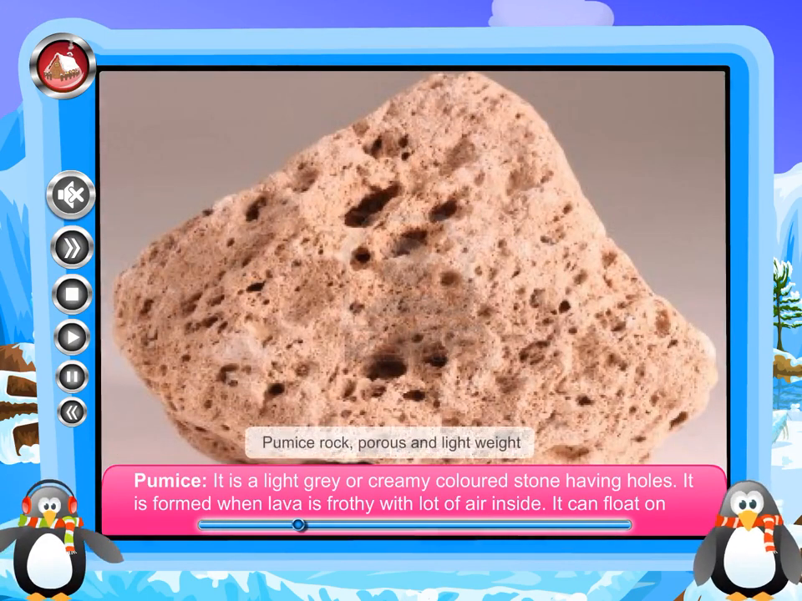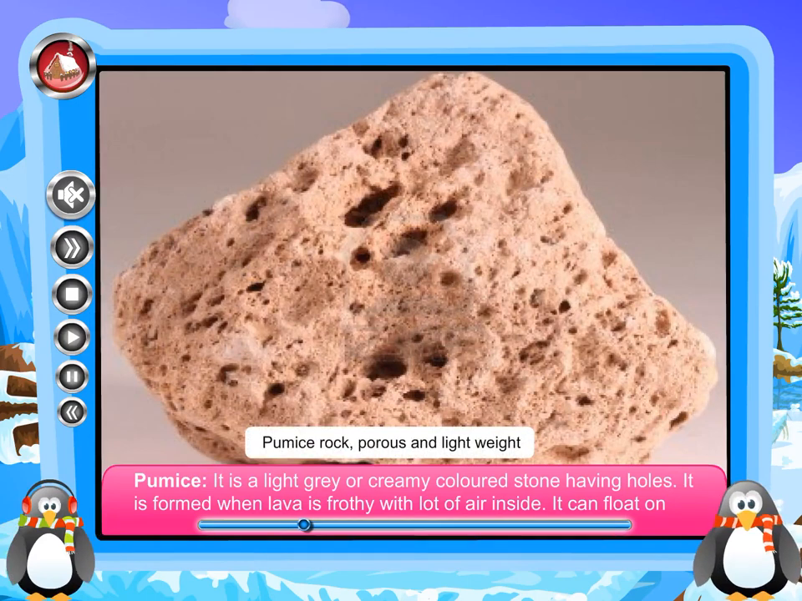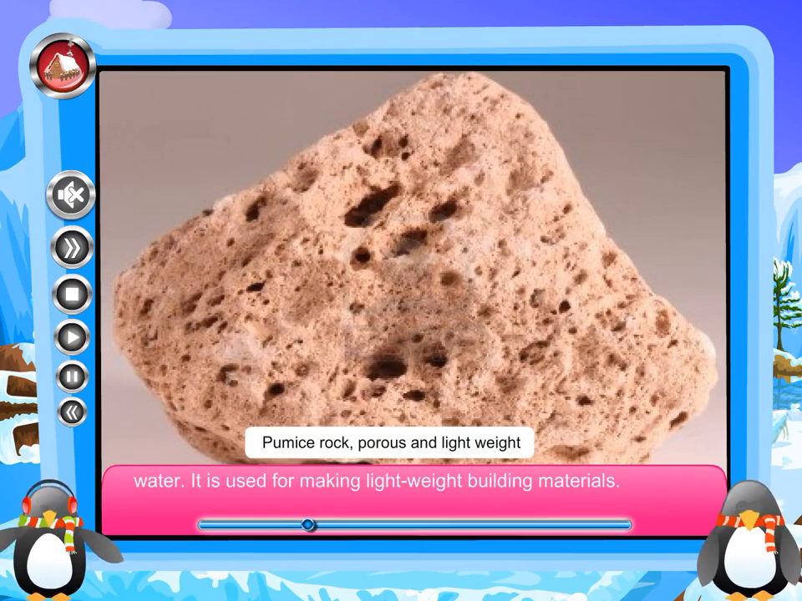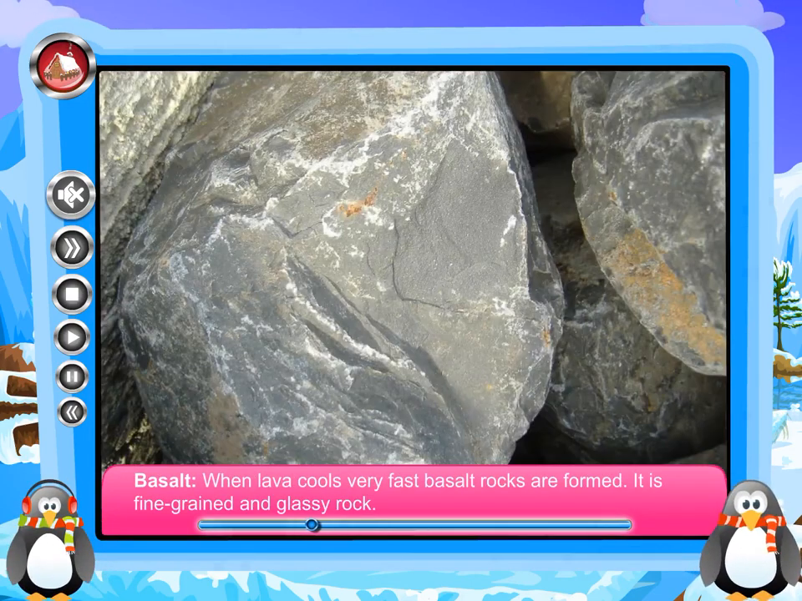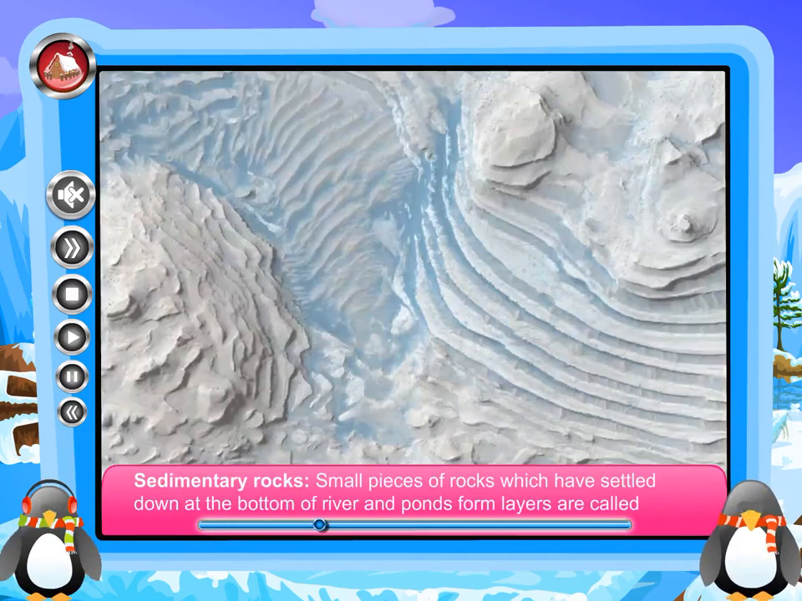Pumice. It is a light grey or creamy colored stone having holes. It is formed when lava is frothy with lot of air inside. It can float on water. It is used for making lightweight building materials. Basalt. When lava cools very fast, basalt rocks are formed. It is fine-grained and glossy rock.